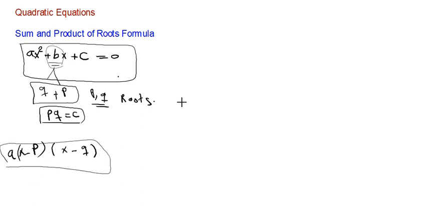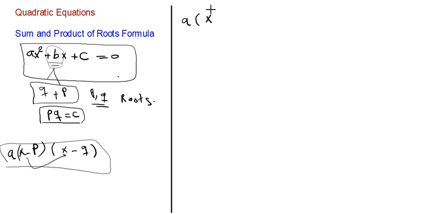Let's expand this together. We have a here, x multiplied with x gives us x squared, then x multiplied with minus q gives us minus qx. Now minus p multiplied with x gives us minus px, and minus p multiplied with minus q gives us plus pq. We shouldn't forget the a, which multiplies the x squared factor. Let's multiply the whole expression with a.